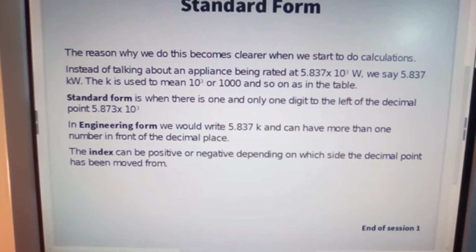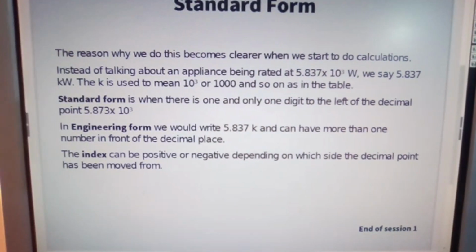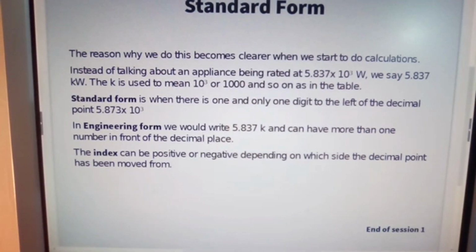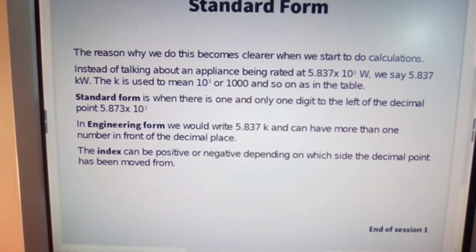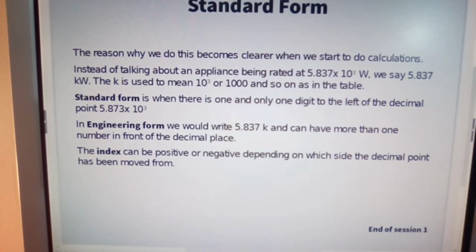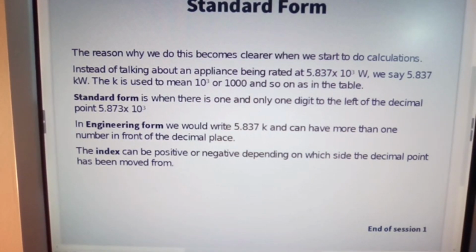Standard form. The reason why we do this becomes clear when we start to do calculations. Instead of talking about an appliance being rated at 5.87 times 10 to the 3 watts, we say 5.87 kilowatts. The k is used to mean 10 to the 3, or 1000. Standard form is when there is one and only one digit to the left of the decimal point. In engineering form, we would write 5.87k and can have more than one number in front of the decimal place. The index can be positive or negative depending on which way the decimal point has been moved.